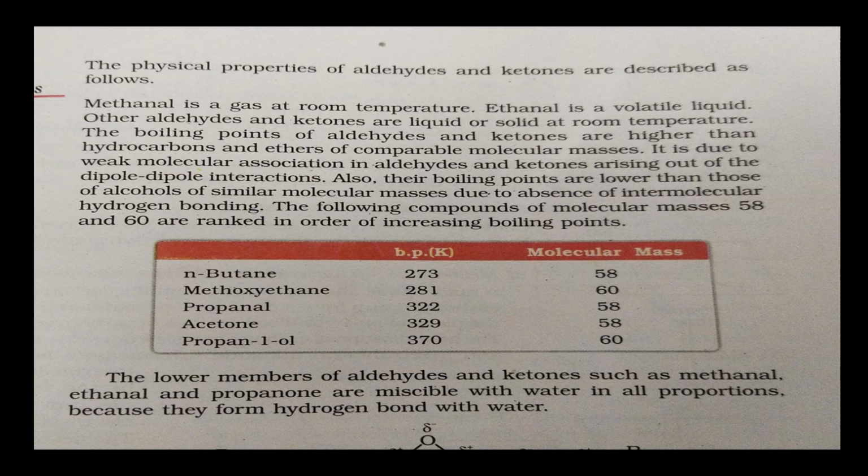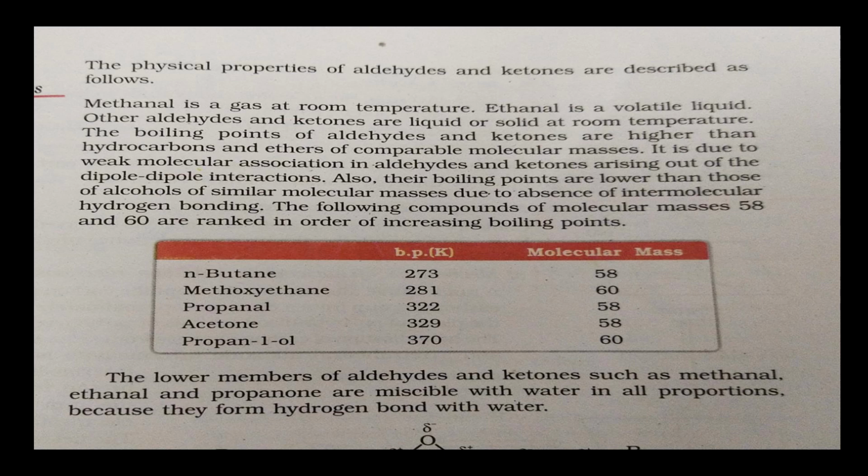So we are going to start from the topic 12.3, physical properties. The physical properties of aldehydes and ketones are described as follows. Methanal is a gas at room temperature. Ethanal is a volatile liquid. Other aldehydes and ketones are liquid or solid at room temperature.